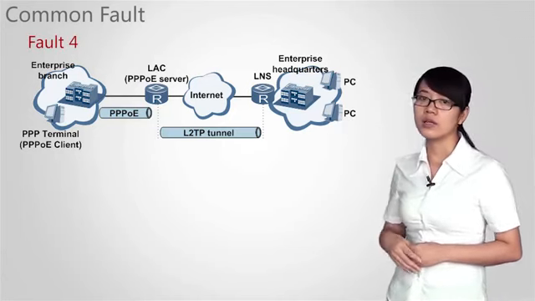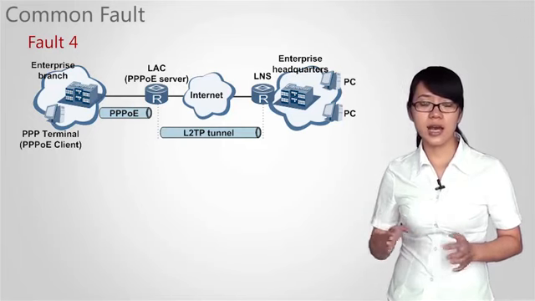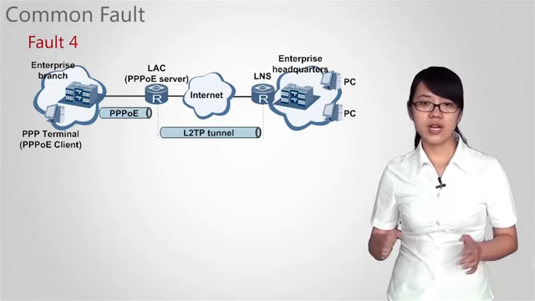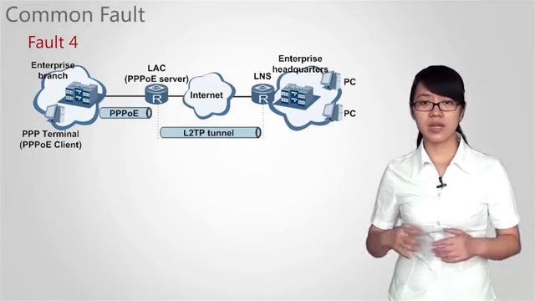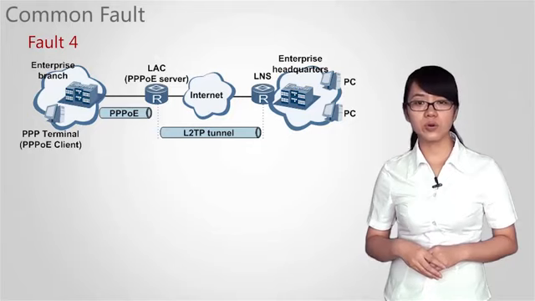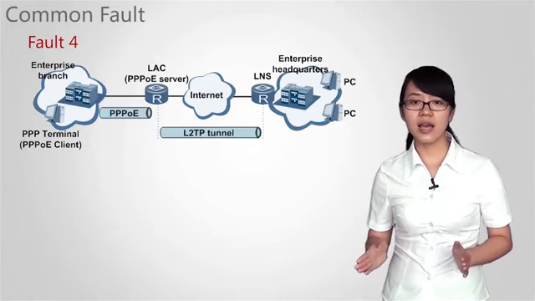Fault 4: after the connection is set up, the remote user cannot ping the LNS. The IP address configured by the user may be incorrect. You are advised to use the IP address pool on the LNS to assign IP addresses to users.